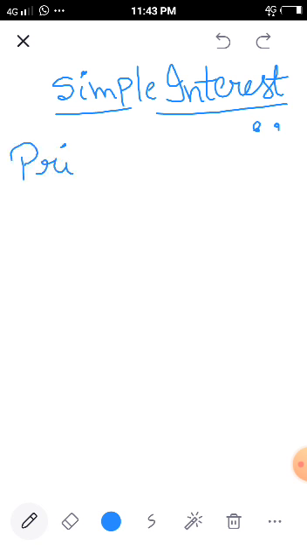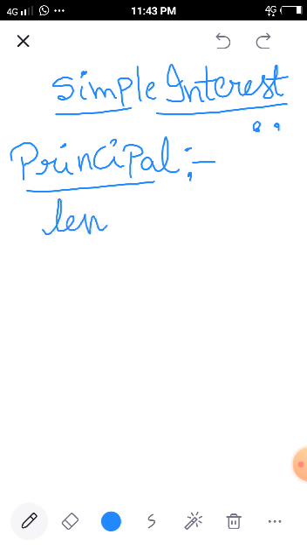First one is principal. What is principal? Any amount lent or borrowed is called principal. Amount lent or borrowed from one person to another person is called principal. It is not depending on the person. It may be a bank, a person, person to the bank, or financial institution to the bank.